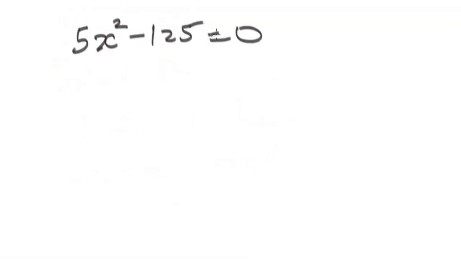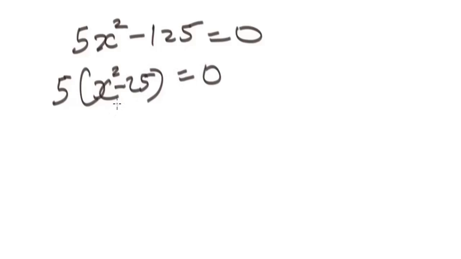Okay, let's say we are given 5x squared minus 125 equals 0. So we can't apply the difference of perfect squares technique because 5 and 125 are not perfect squares. However, I can take a common factor, which is 5. So 5x squared divided by 5, we're going to have x squared. 125 divided by 5, we're going to have 25. That minus 25 equals 0. So right now we can apply the difference of perfect squares technique.